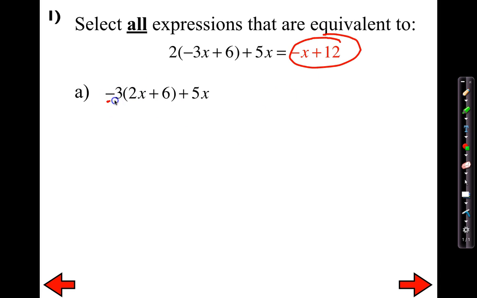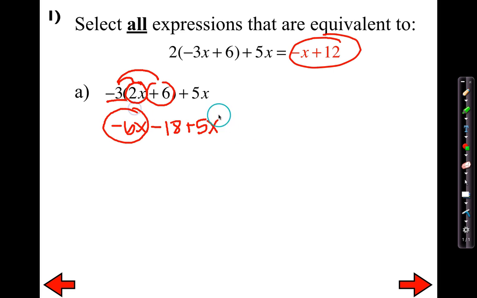So here I'm actually distributing a negative 3 to first a 2x and a positive 6. So negative 3 times 2x is going to give me negative 6x. Negative 3 times positive 6 is going to give me a negative 18. I'm going to bring down the plus 5x. A negative 6x with a positive 5x leaves me with a negative x. Bring down the minus 18. This looks similar, but notice this is a negative x plus 12. This is a negative x minus 18. So these are not equivalent.